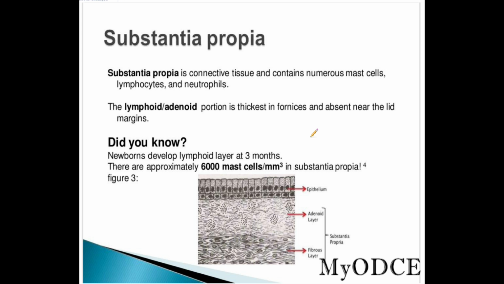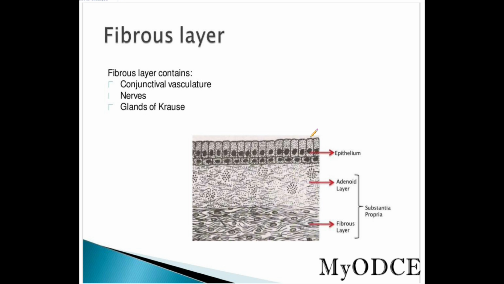Interestingly, newborns don't develop the lymphoid layer until 3 months, and amazingly, there are over 6,000 mast cells per cubic millimeter of substantia propria, which helps explain why the conjunctiva has such a propensity towards allergic reactions. Wow. The fibrous layer, which is the deepest layer, also consists of the conjunctival vasculature, nerves, and glands of Krause.